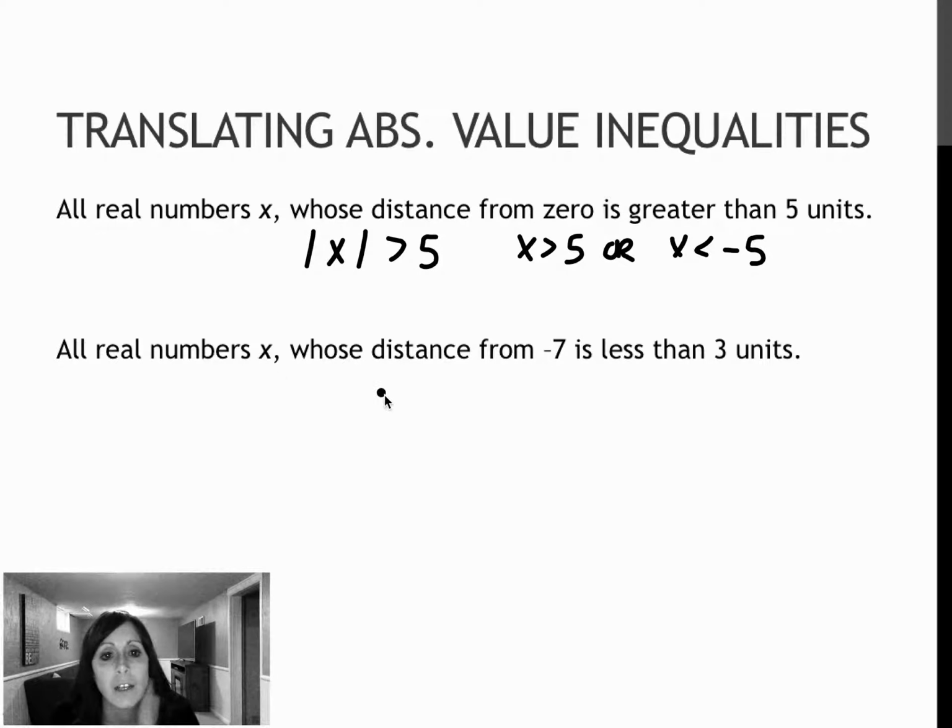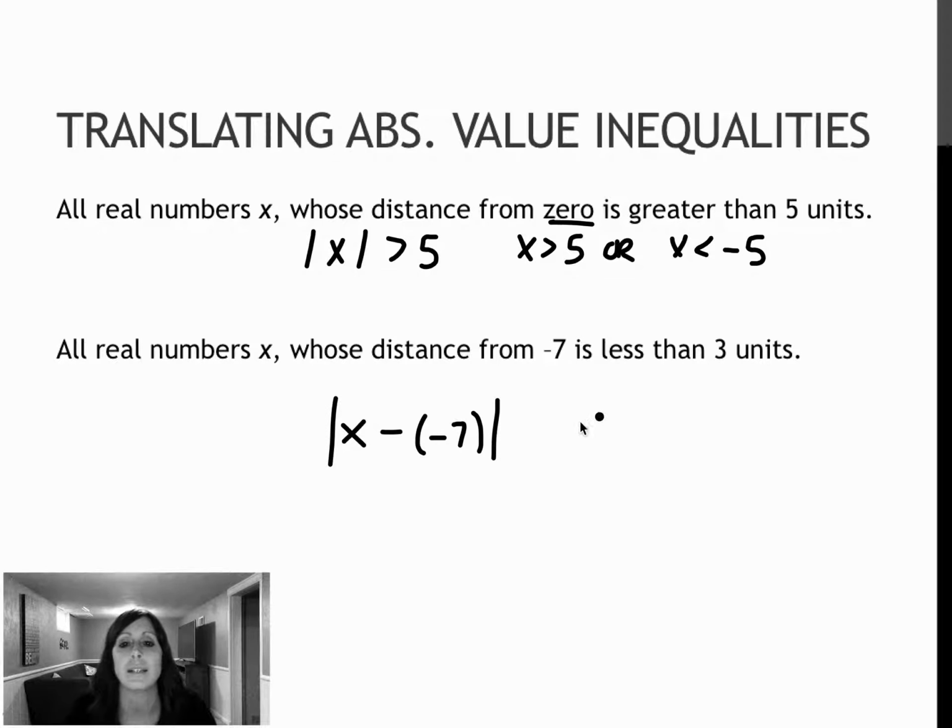For my second one, this one's a little bit more difficult because it's not a distance from 0, it's a distance from negative 7. So the real numbers would be the distance, or the difference basically, between that number and negative 7. So I'm subtracting negative 7, and I want that distance to be less than 3 units. So this is what my inequality would look like. Now we all know when you minus a negative, we're going to keep flip change to give us x plus 7 is less than 3.